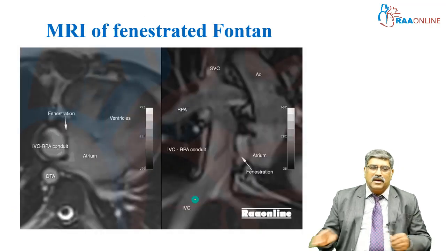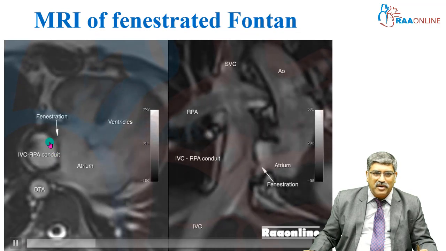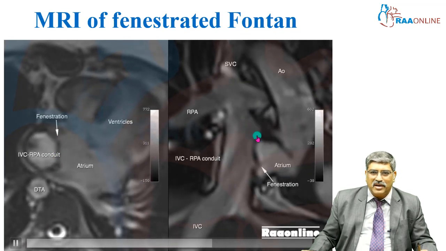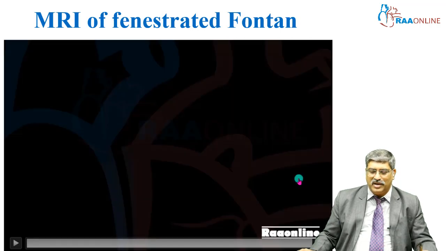And this is the MRI of the fenestrated Fontan. Here you can see the fenestrated blood going from the circuit into the systemic ventricle. Here you can see the fenestration going from the atrium to the ventricle.